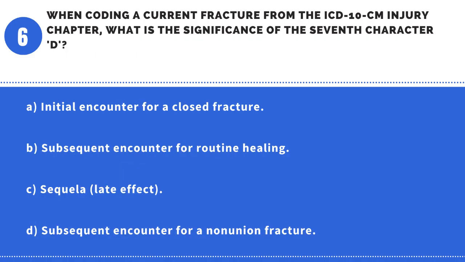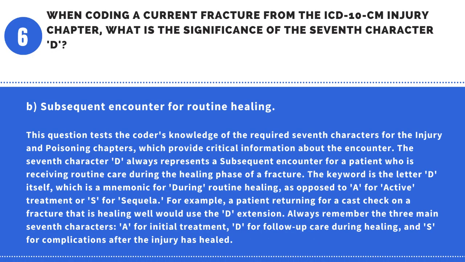Question 6. When coding a current fracture from the ICD-10 CM injury chapter, what is the significance of the 7th character, D? I. Initial encounter for a closed fracture. B. Subsequent encounter for routine healing. C. Sequela. Late effect. D. Subsequent encounter for a non-union fracture. Answer B. Subsequent encounter for routine healing.